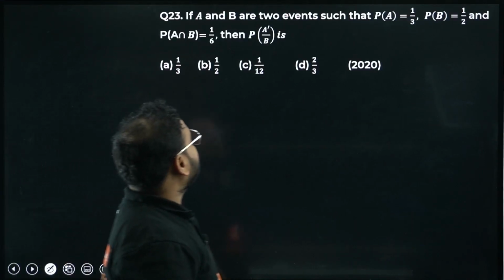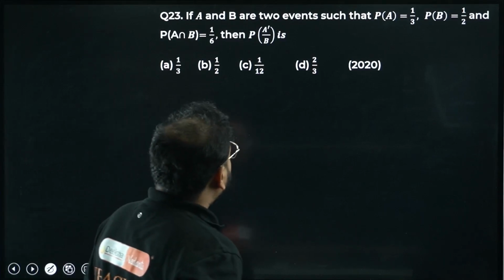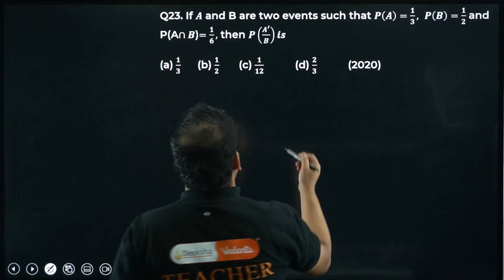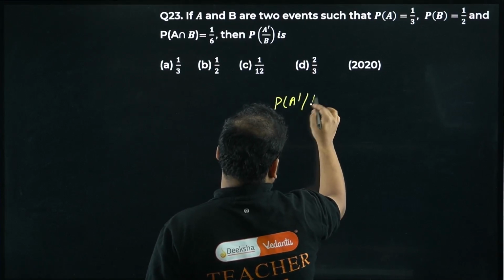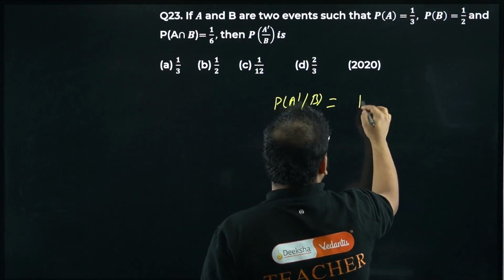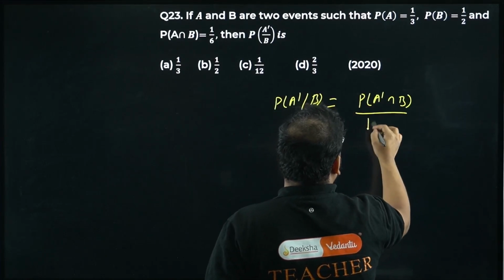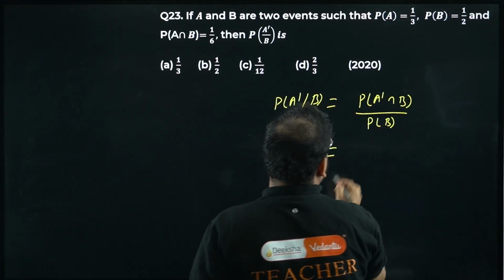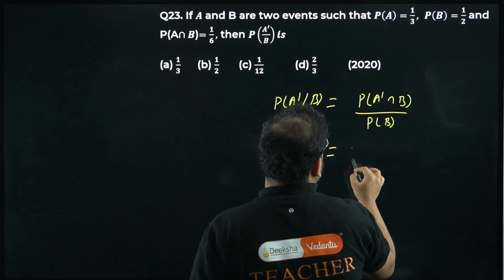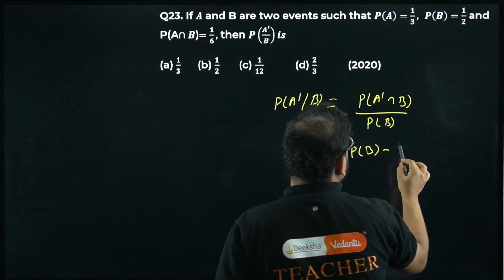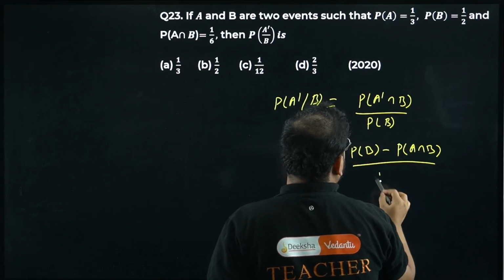23. If A and B are two events such that P(A) is 1/3, P(B) is 1/2. They're looking for similar conditions, so they're looking for P(A' | B). We'll write the same thing again: P(A' ∩ B) upon P(B). I'll write this as P(B) minus P(A ∩ B), the same thing as before, and divide by P(B).